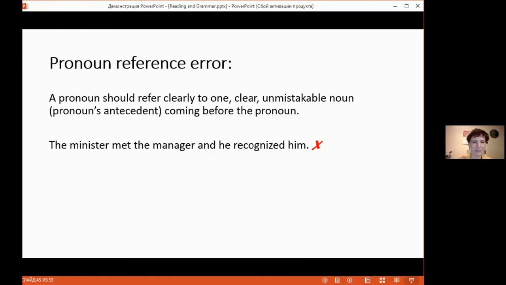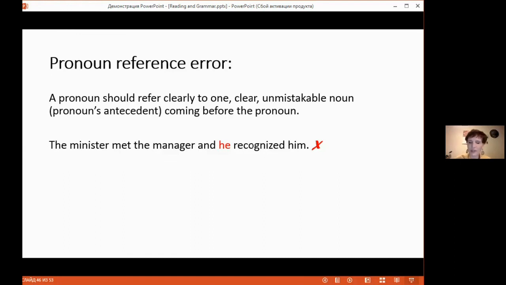That's the question. So in this sentence, we have a minister and the manager who met, and some he is mentioned, and we don't know who this he refers to, whether this is the minister or the manager. And this is the problematic pronoun with the dual reference. And of course, in this form, the sentence is not correct at all. So actually, if we have no other information, we can understand it.